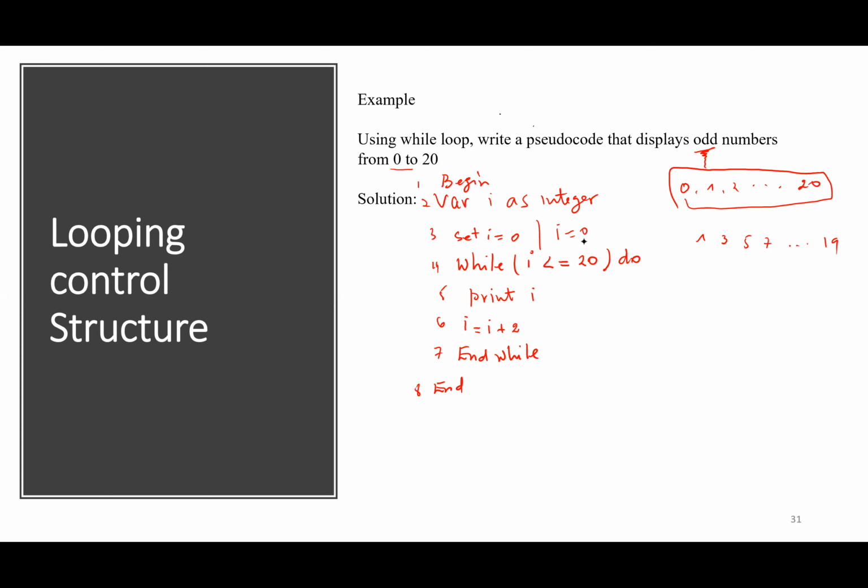And Dorcas? I think you should change the set. I think the initial value should be 1. Perfect. So the initial value should be 1. If this initial value is 0, then 0 will also be included in odd, yet 0 is not an odd number.